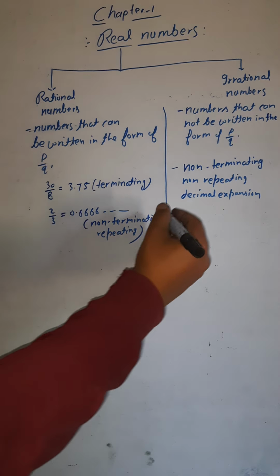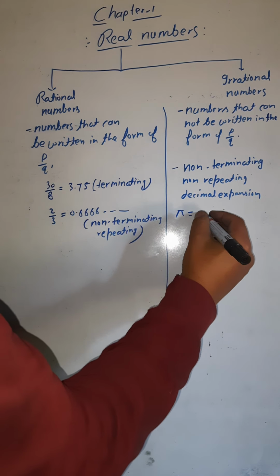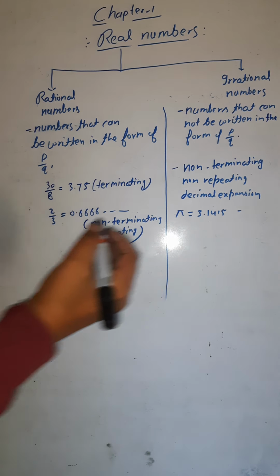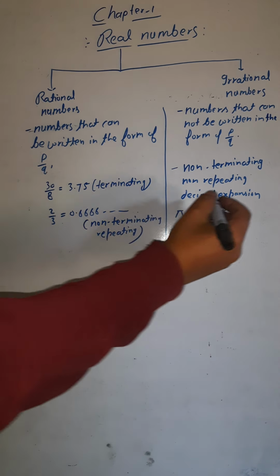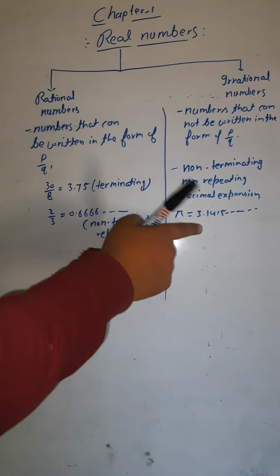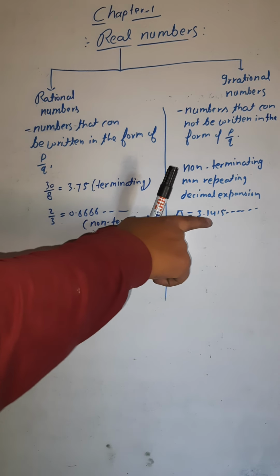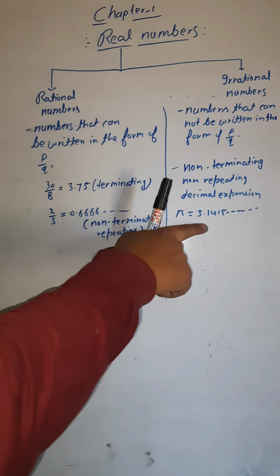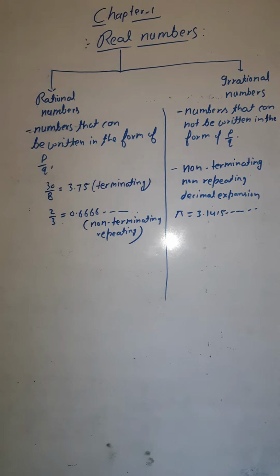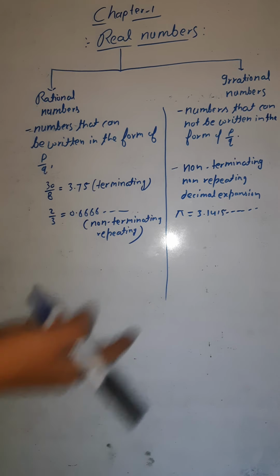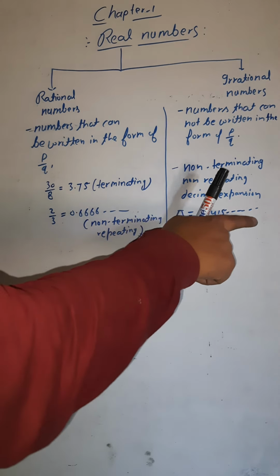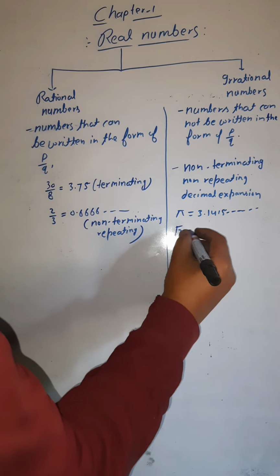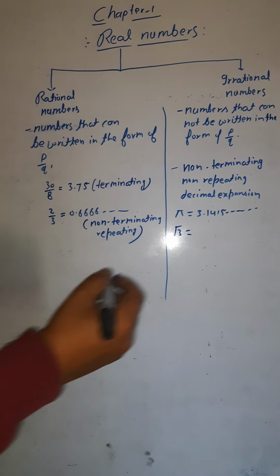Here we have an example, pi. The value of pi you might be knowing: 3.1415, etc. Because it is not repeating, you would get dot dot dot, and none of the digits are repeating here. So this is an example of a non-terminating and non-repeating decimal expansion; it is neither terminating nor repeating. Like suppose you have another example, root 3. So what is the value of root 3?